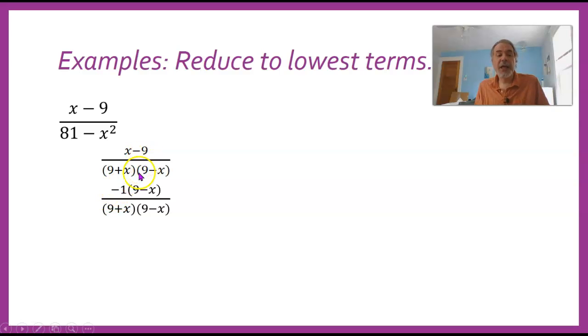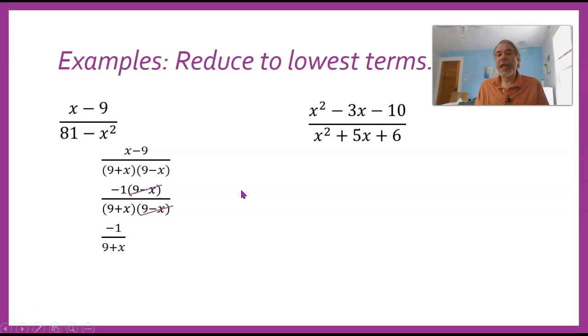x minus 9 would be equivalent to -1 times 9 minus x. And then we could cancel the 9 minus x's, and we would have -1 over 9 plus x as our final answer. And instead of writing 9 plus x, if you wanted to write it as x plus 9, you could, because with addition, the order doesn't matter. So the final answer in lowest terms, -1 over 9 plus x, or equivalently, you could write it as -1 over x plus 9.